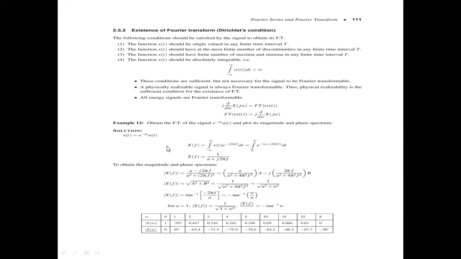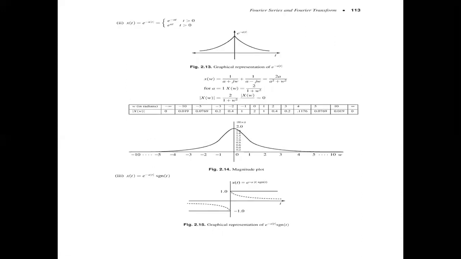We have already seen one example of the Fourier transformation: e power minus a t into u of t is 1 by a plus j omega. Omega is nothing but 2 pi f. You can find the magnitude of X of f and the angle of X of f by using rationalization. The angle is minus tan inverse omega, and the magnitude of X of omega is 1 by root of 1 plus omega square. Using these values, you can draw the magnitude spectrum and the phase spectrum.